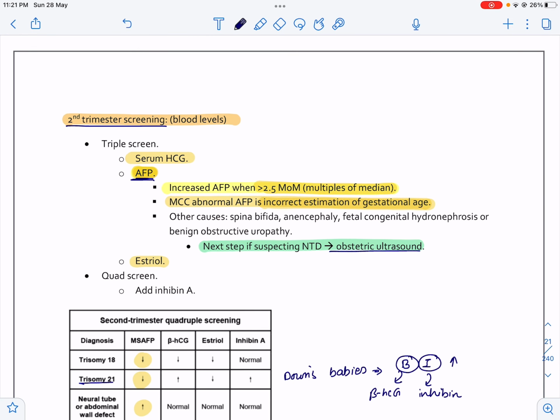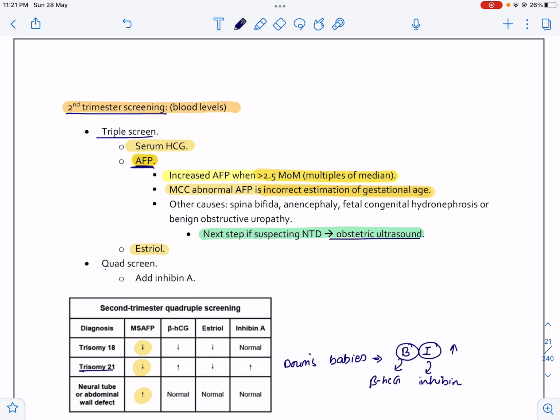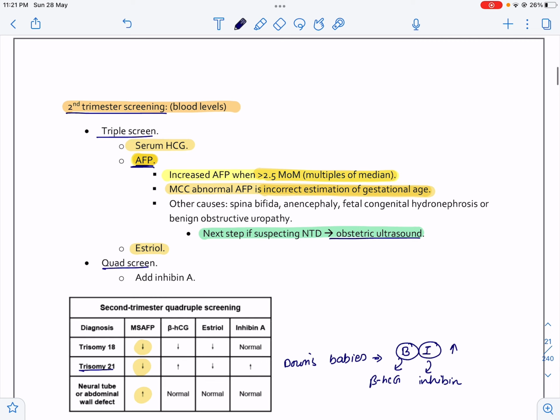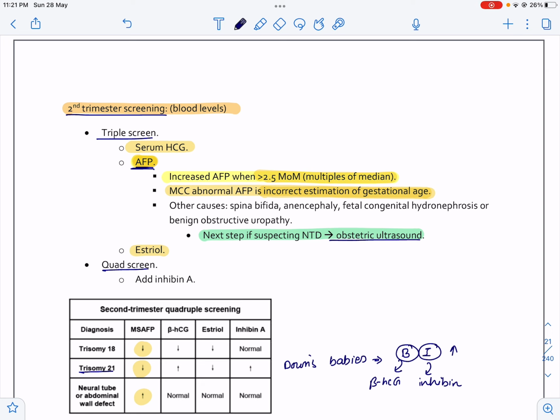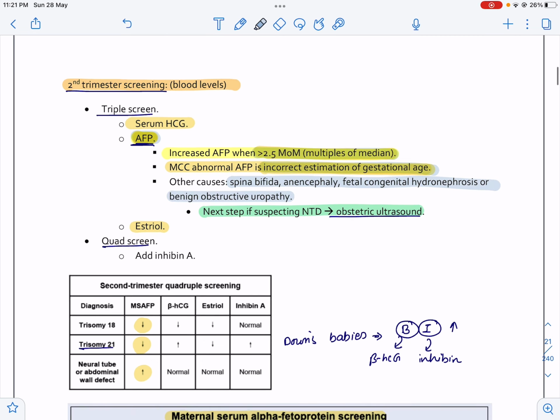Next, second trimester screening. You have either the triple screen or the quadruple screen. The triple screen is hCG, alpha fetoprotein, and estriol. The most important thing in this is alpha fetoprotein. Alpha fetoprotein is considered increased when the level is more than 2.5 multiples of median. The most common cause of increased alpha fetoprotein is not any disease but incorrect estimation of gestational age. Other causes include spina bifida, anencephaly, fetal congenital hydronephrosis, benign obstructive uropathy, etc. And if you get an abnormal alpha fetoprotein and you're suspecting a neural tube defect, you do an obstetric ultrasound.